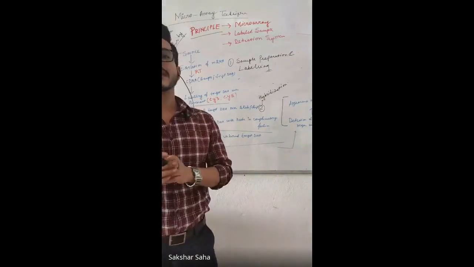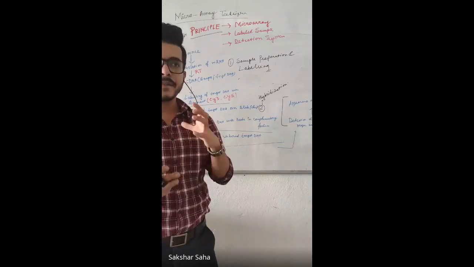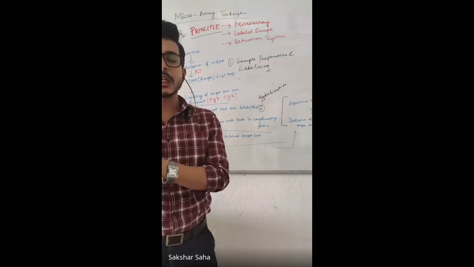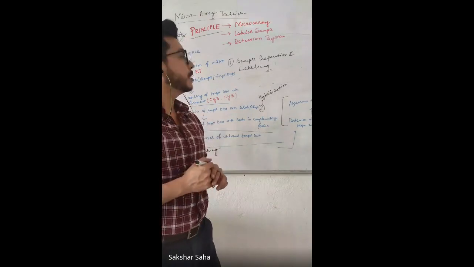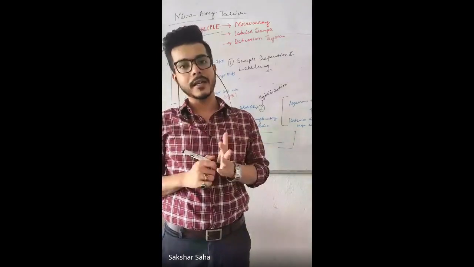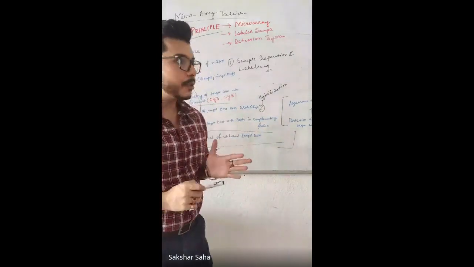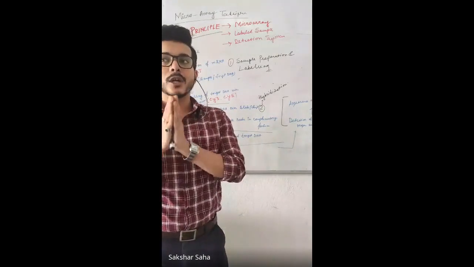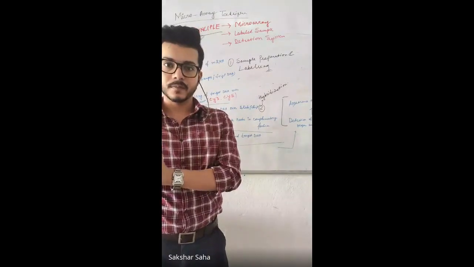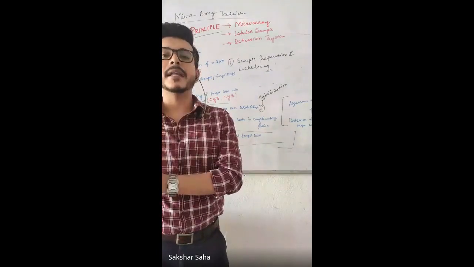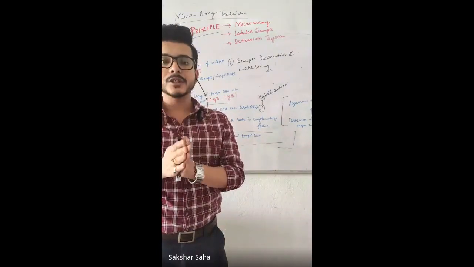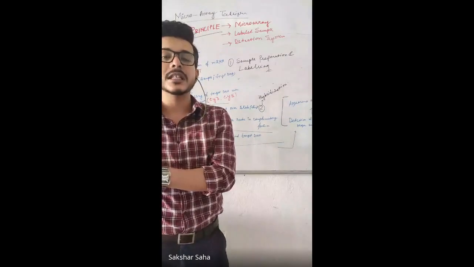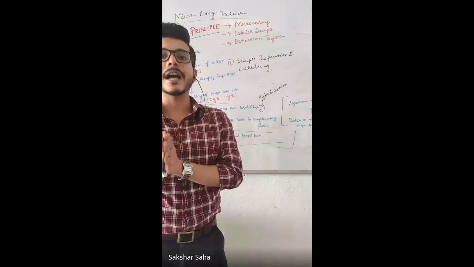Next is the detection system. Detection system means after the color has developed, we will use a particular machine to detect it. So these are the three main principles of this microarray technique. Again, I'm repeating: microarray is a technique of detecting gene expression. And it is a high throughput method because through this technique we can detect several genes at one time. That's why it is called high throughput.